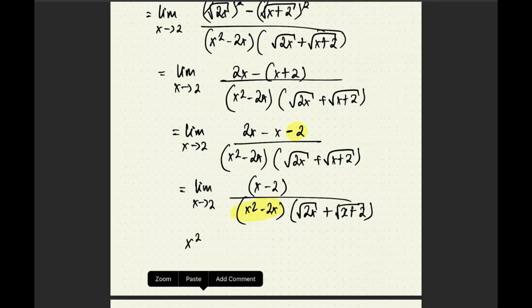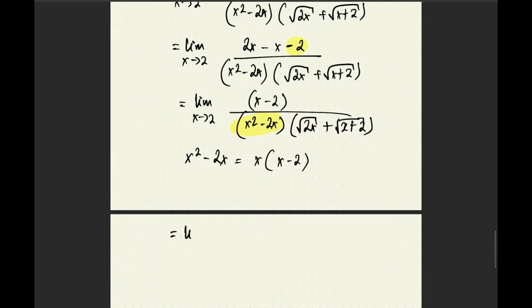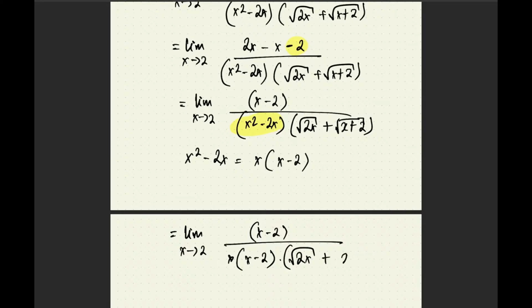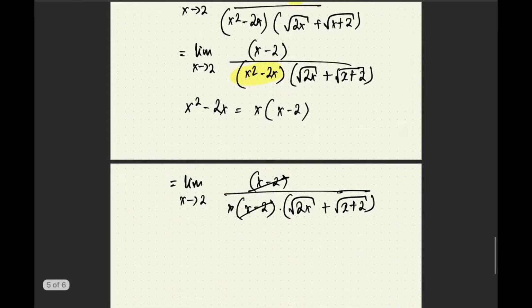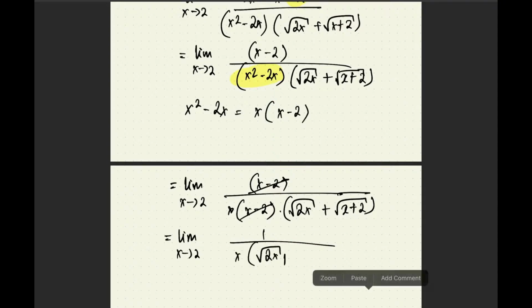So we can factor the x squared minus 2x to give us x minus 2, right? Now doing so gets rid of x minus 2. You have x minus 2 in the numerator over, we factor this, so I'm going to write x minus 2 multiplied by root of 2x plus root of x plus 2. So now we're getting rid of this and this. So now we've simplified the function to 1 over x multiplied by root of 2x plus root of x plus 2. And now let's try plugging in.